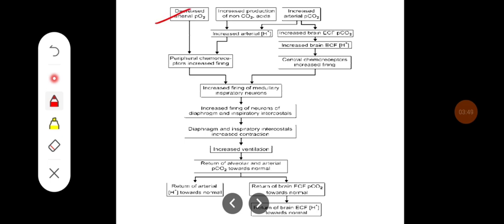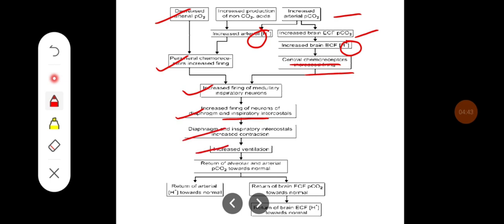There is a decrease in the partial pressure of oxygen, which is going to stimulate the peripheral chemoreceptors, and increase in the production of carbon dioxide, which increases the arterial H plus ion, will also stimulate the peripheral chemoreceptors, whereas increased arterial PCO2 increases the ECF PCO2, and it leads to conversion of CO2 into H plus ions there, which is going to stimulate the central chemoreceptors, and both help in the firing of medullary inspiratory neurons, that increases the firing of the neurons of diaphragm and intercostal muscles, that increases the contraction.